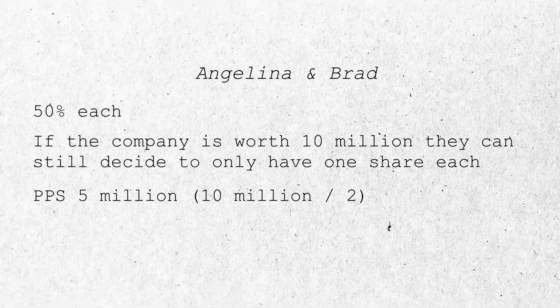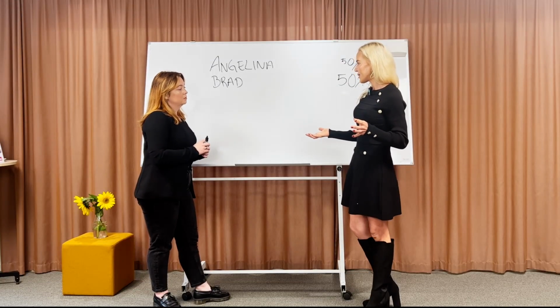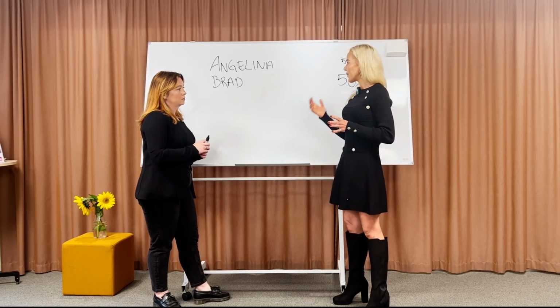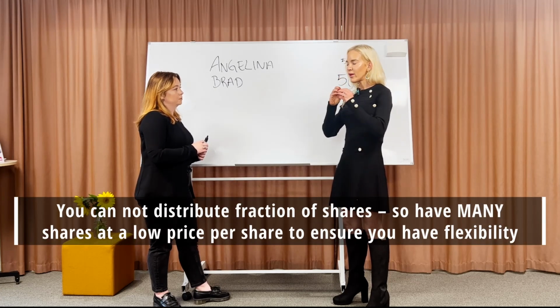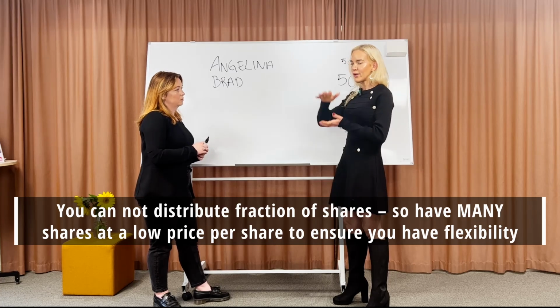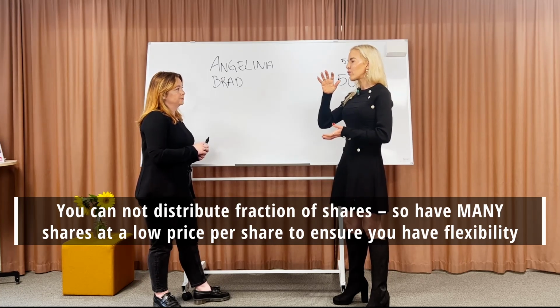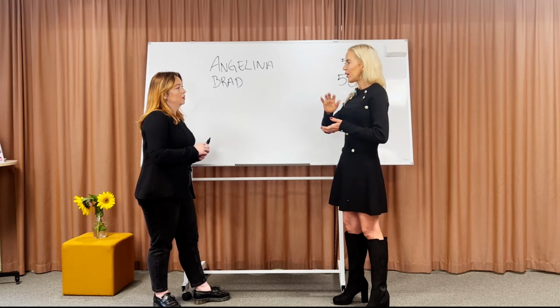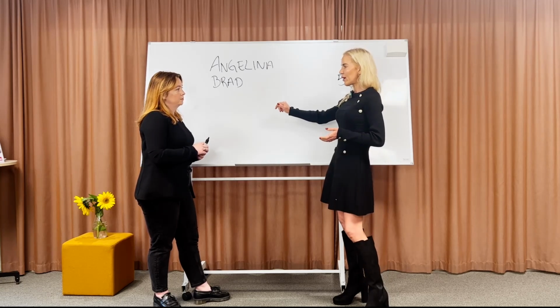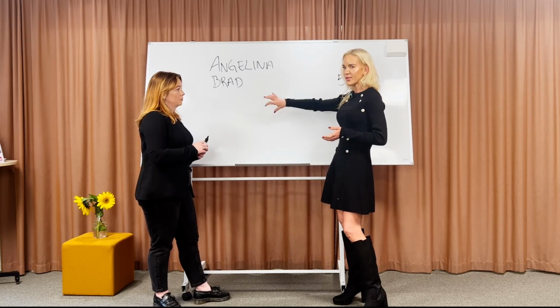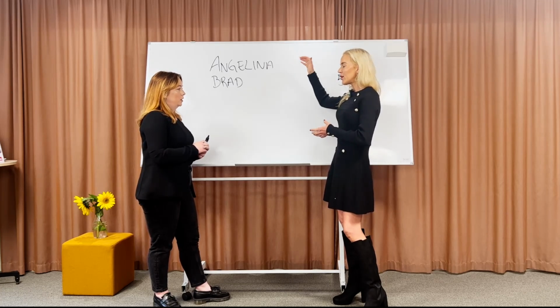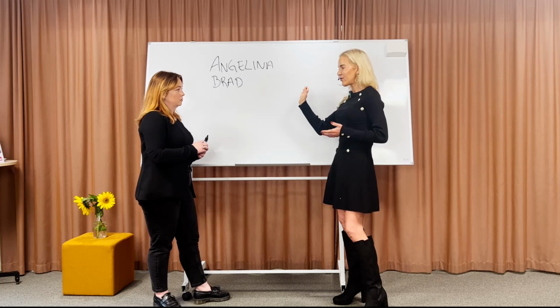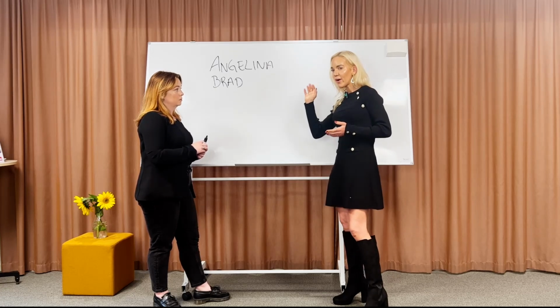So lesson number one is that you can have few shares. That's completely fine, but you cannot give away fractions of shares. If you only have a few shares, and in particular if they're high in value, that will be incredibly inflexible. Imagine you want to bring in another owner and you do not want to give him 50% of the ownership stake. Then you have no way of doing that. So instead of having one share each, why not have 5 million shares each?